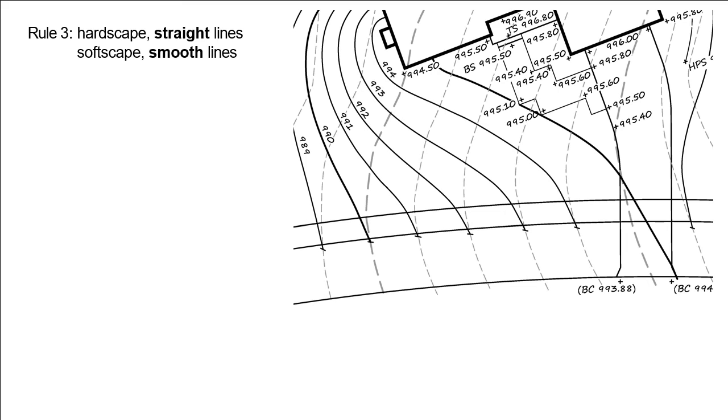Rule number 3 is about the shape of contours, whether they are on hardscape or softscape. So when a contour is running across pavement, whether it's concrete or asphalt or whatever, it is going to be a straight line. When the contour is running across softscape or landscape areas, they are going to be smooth, curvilinear lines. This is always true.